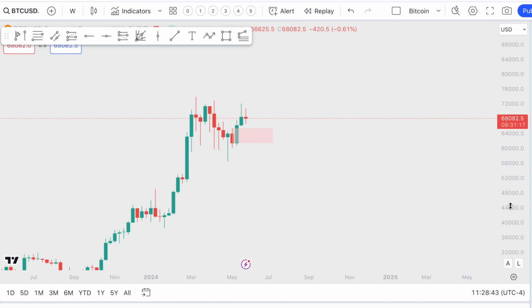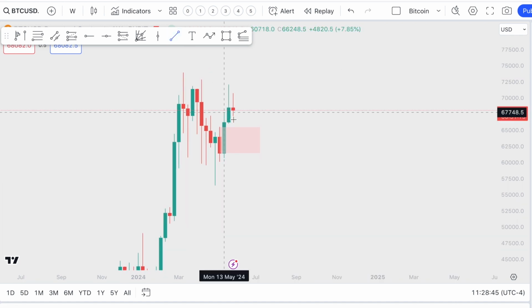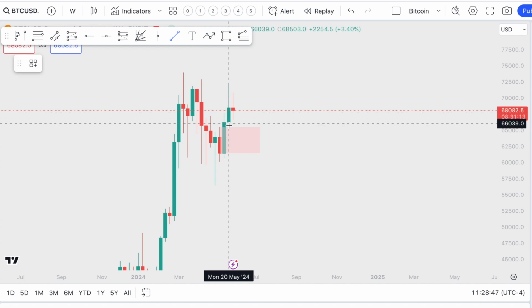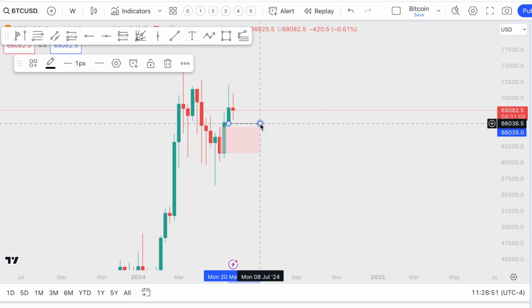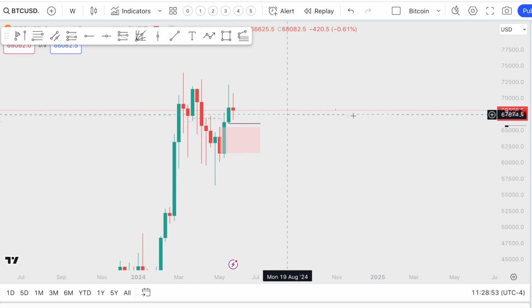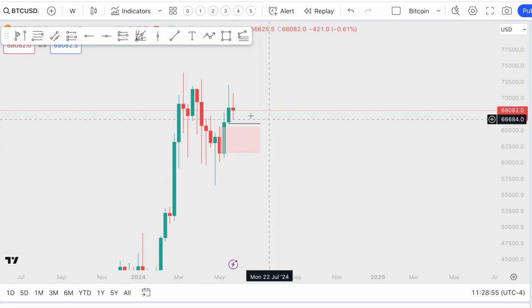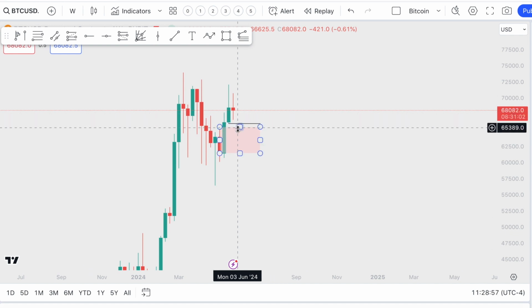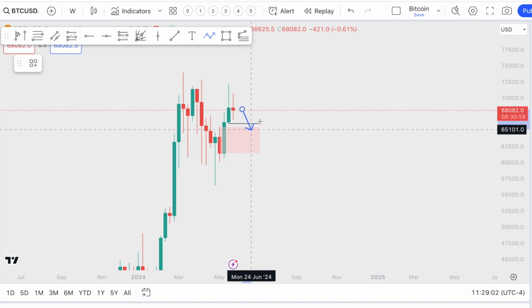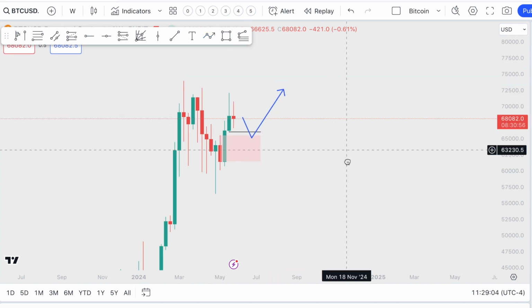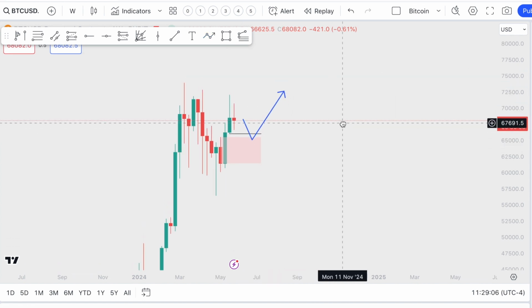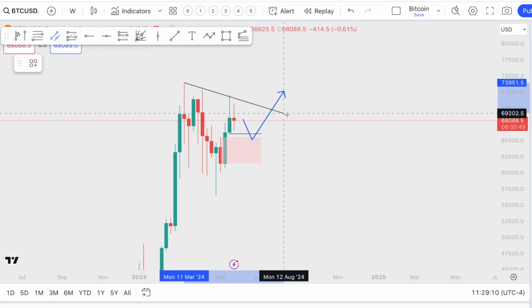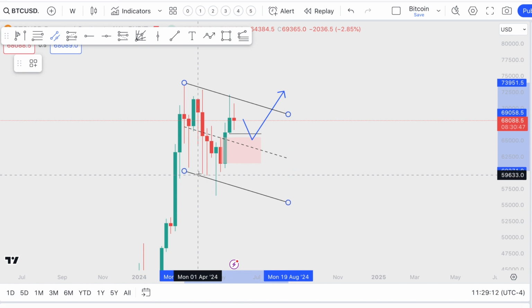I have a feeling it's going to be tapped. We're very likely going to take out those lows from the 20th of May. Right, well, that week's lows. What was it at? 66,000. Yeah, I'm pretty certain we're going to take out those lows, maybe tap this red box, and if we're bullish, then we're likely going to get a bounce, right? So ideally, we're going to see something like this. You could also look at this as a descending channel, right? You could say we got this right here.